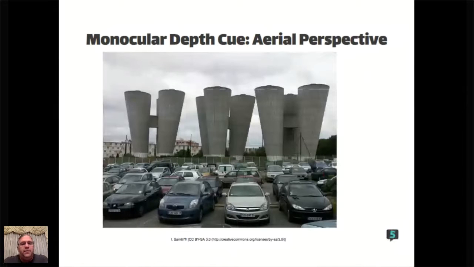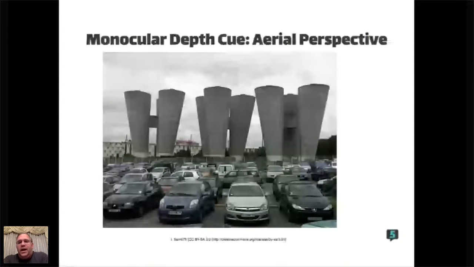Aerial perspective. With the aerial perspective, it's similar to texture gradient in a way, but if something appears to be up towards the top and it appears to be hazy, perhaps, or not so clear, as if it were in the sky, we see it farther away. That's aerial perspective. If it appears to be up in the air, it's probably farther away. That's the essence of aerial perspective.